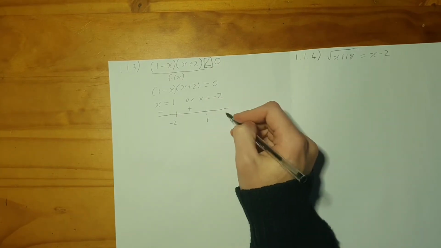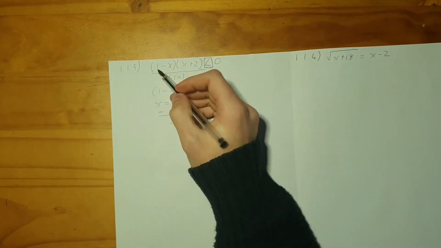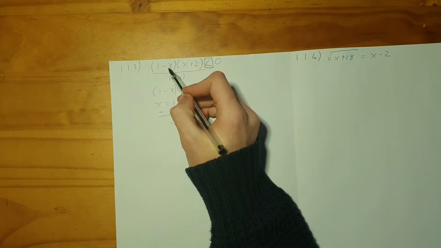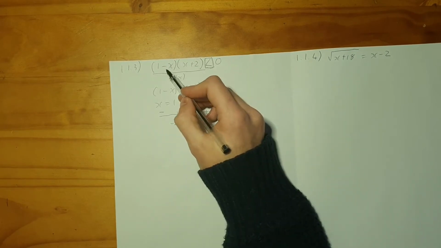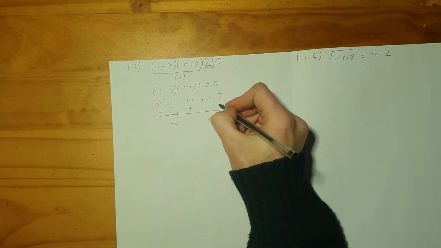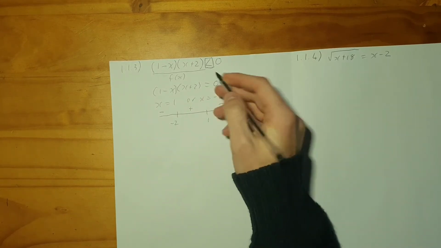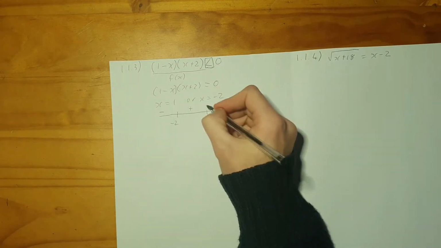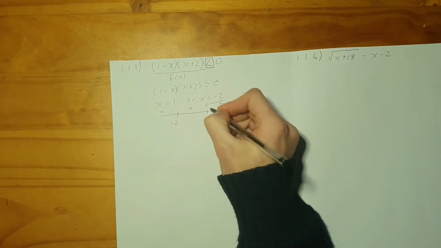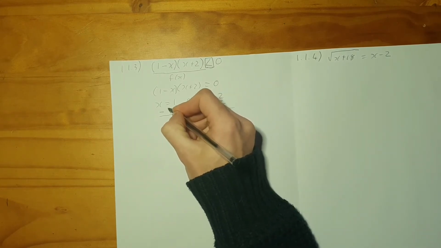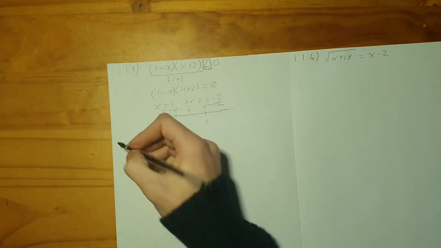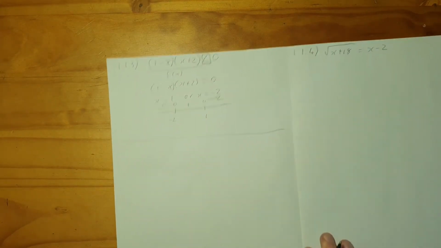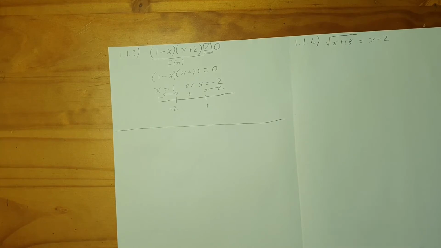If we go greater than 1, so let's take 2. 1 minus 2, it's a negative number, it gives you negative 1. 2 plus 2 is 4, so negative times a positive gives you negative. So we know that the function is less than 0 from 1 to infinity and from negative infinity up until negative 2. Okay, the other way we can do it is by drawing the function.